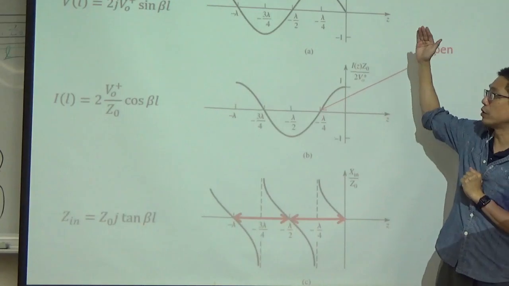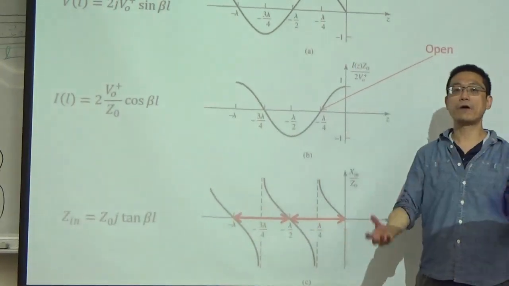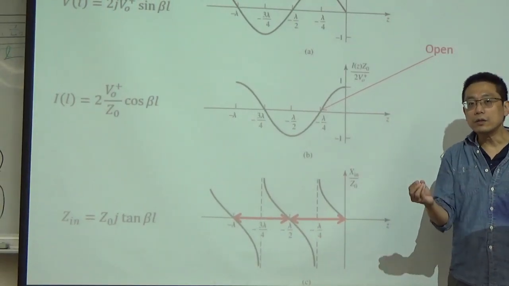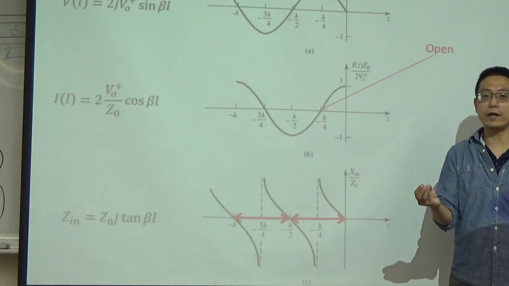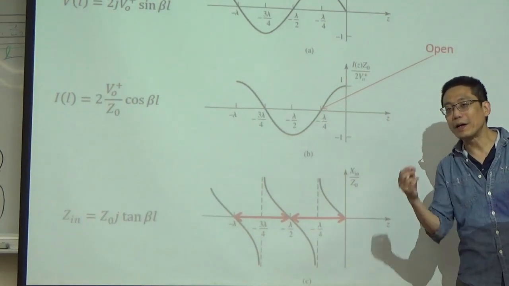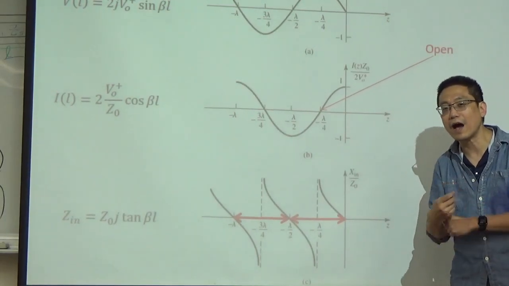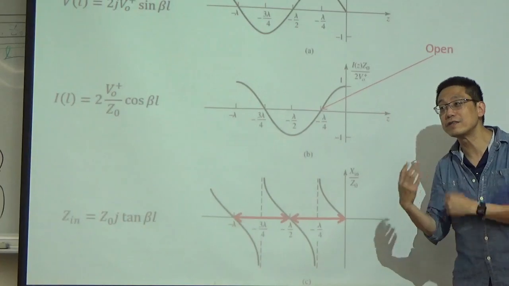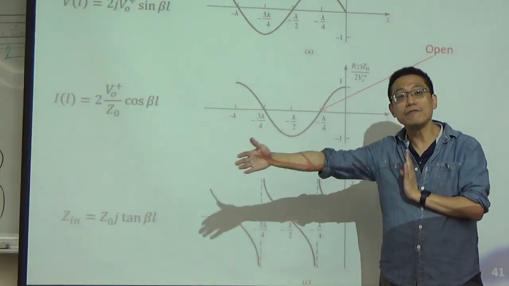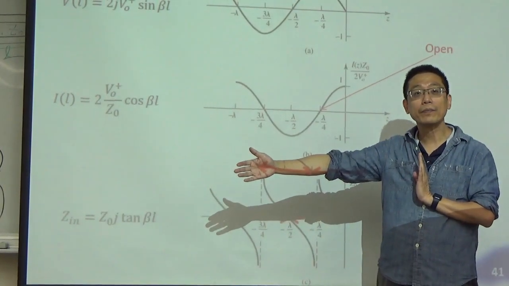Short becomes open according to these three pictures, and according to these three functions. I know you cannot accept that. How can short become open? But think about that now. You are thinking like in the RF. Okay, this is an RF transmission line, a high frequency transmission line.